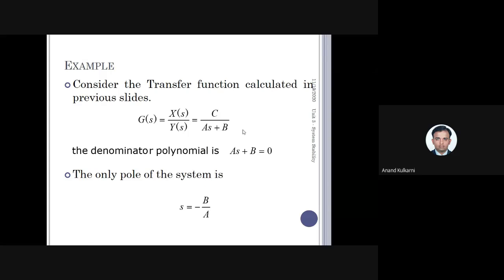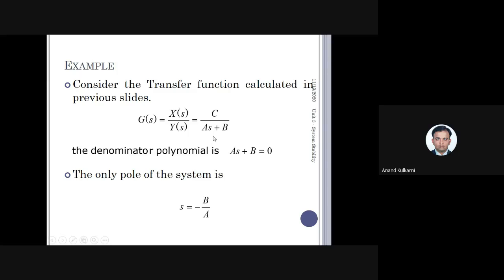So consider this example. This is a transfer function x divided by y is equal to c divided by as plus b. Now in the numerator there is no s. When there is no s, you cannot put that equal to 0. So there is no 0 in the system. So the number of zeros is 0.